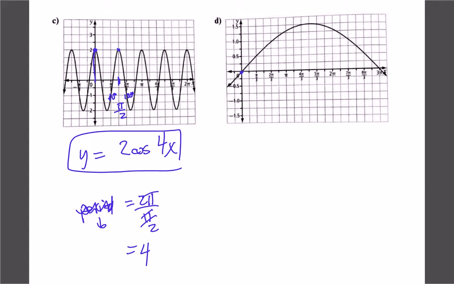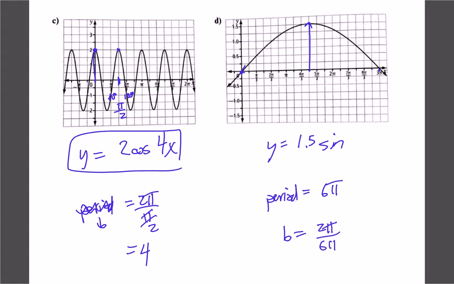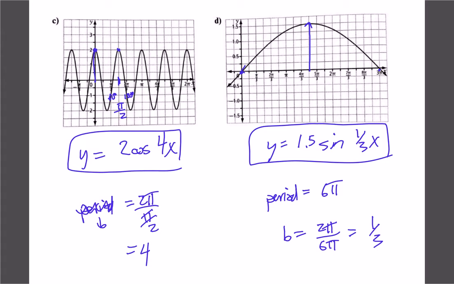Our last one, we've got our origin, so we know it's going to be a sine graph. We look at our amplitude, we're going up to 1.5, so you can leave it as a decimal, or you could use 3 halves as a fraction, whichever. And our period, we can see we've got half of a graph that's at 3 pi. So that means our period would be 6 pi. So that means our b is going to be 2 pi divided by 6 pi, which would be 1/3. And that would be it. So we'd have 1.5 sine of 1/3 of x.